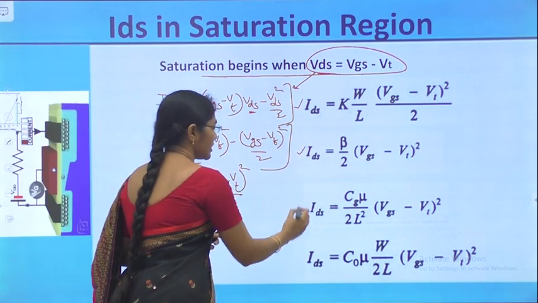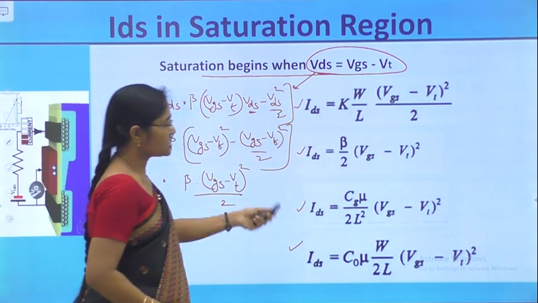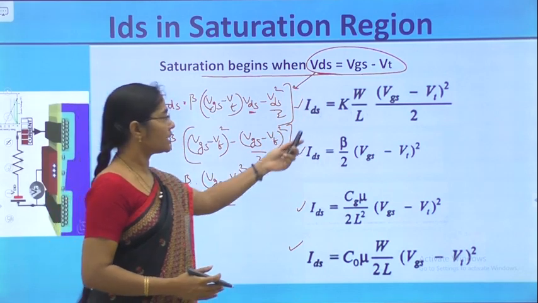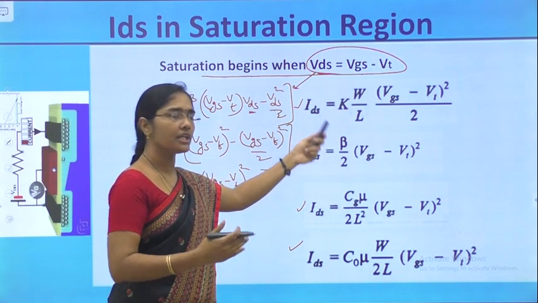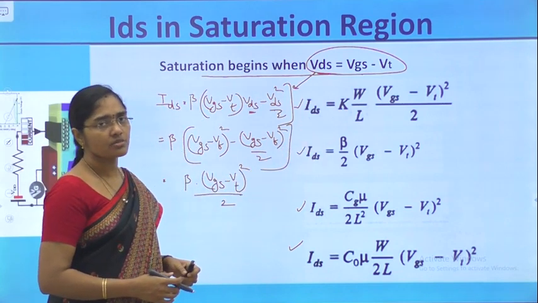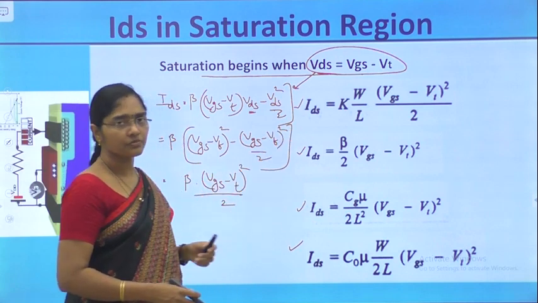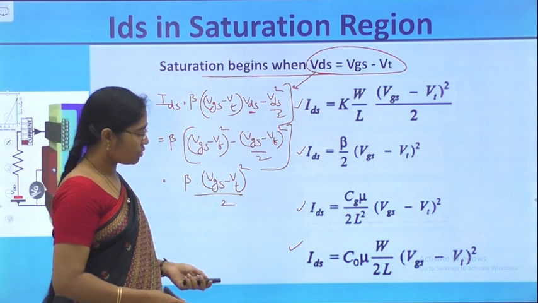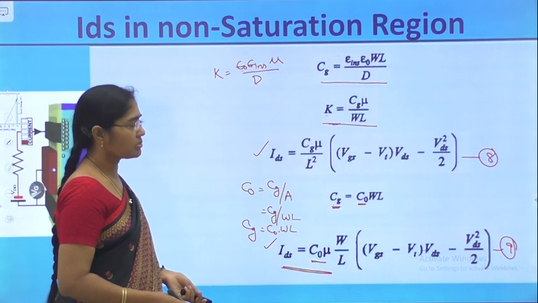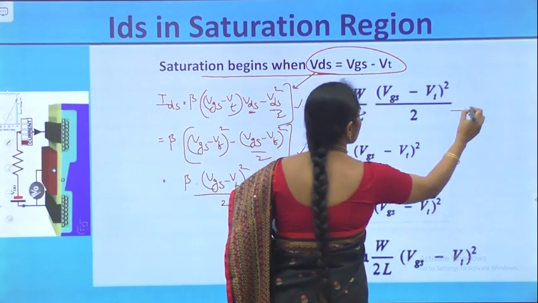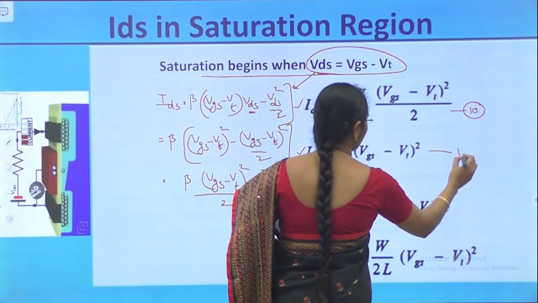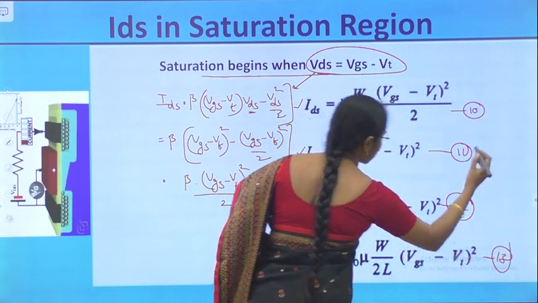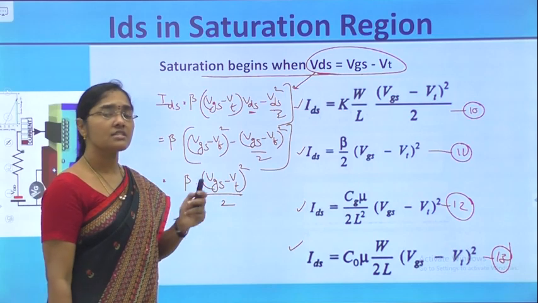Those equations are written in terms of beta, in terms of Cg, in terms of C0 and in terms of K into W by L. And still if we want, we can write epsilon naught epsilon r mu by d into W by L into (Vgs minus Vt) whole square by 2. All these are the current equations in the saturation region. What is the number of the last equation? Number 9. So we can represent them as equation 10, 11, 12 and 13 for the current in the saturation region.